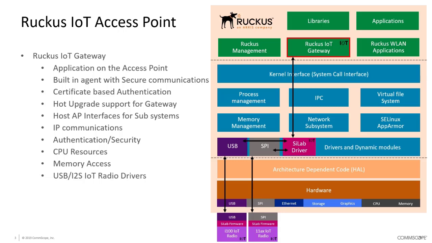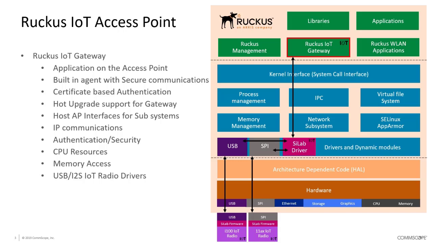So mostly for the IoT gateway, those functions are the driver for the IoT radio, the interfaces to the major interface ports, for example, the serial port or the USB port, and then out through the chipset and out into the external USB port or SPI port within the access point or within the device that allows us to communicate with the radio on the edge.